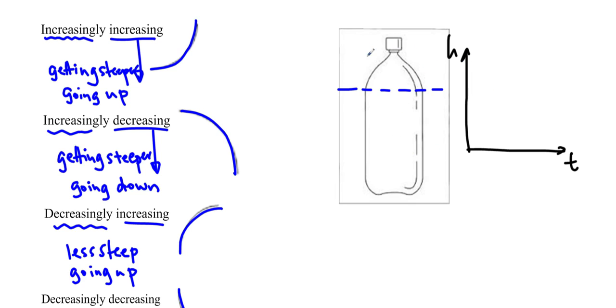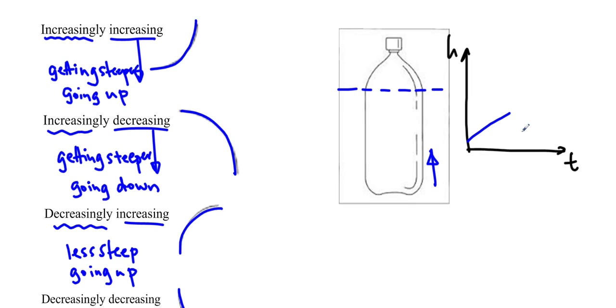So we often will ask you to draw the graph of the height over time as this bottle is getting filled up, or maybe it's getting emptied or something like that. So what would the height over time be? So if I'm filling this up with a volume and that volume is steady, then this part is going to be very steady, so it's going to be a line.